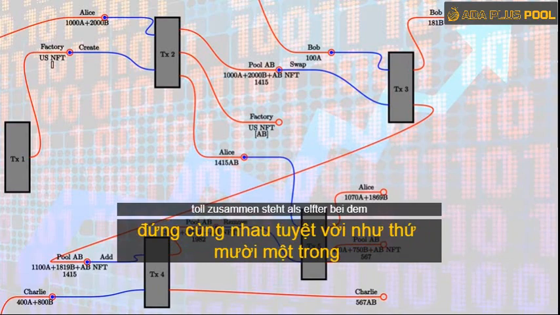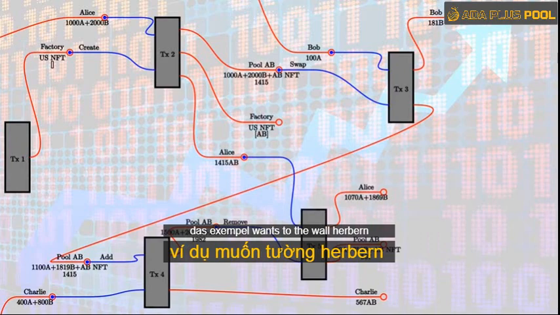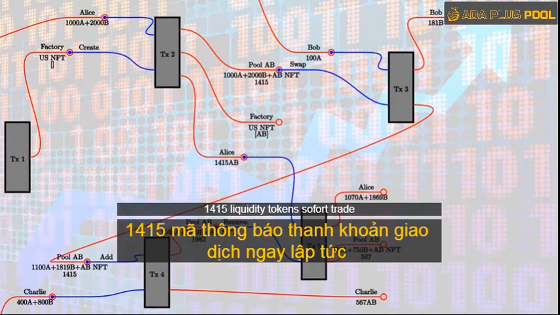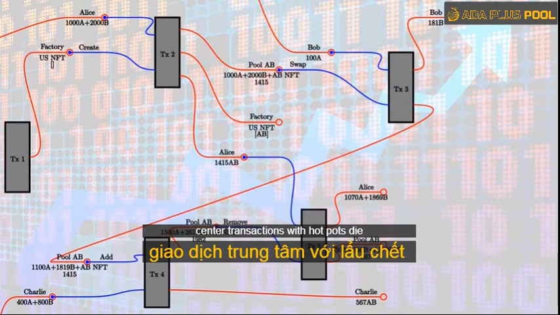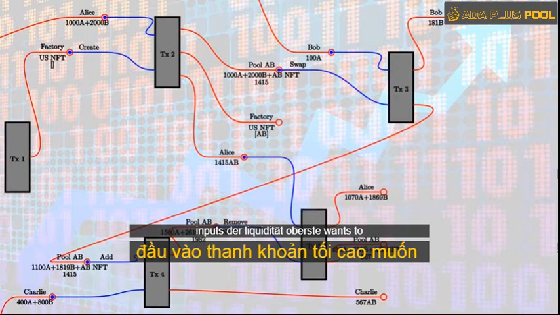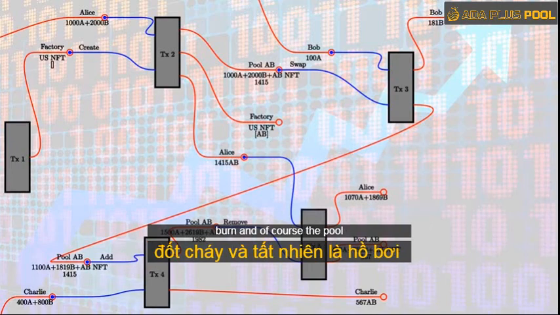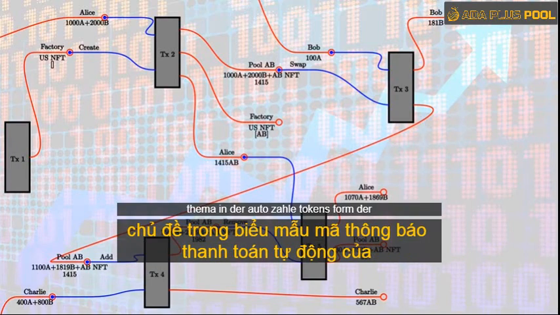She could also keep some. She doesn't have to burn all. But in this example, she wants to burn all her 1,415 liquidity tokens. So for that, she creates another transaction with 2 inputs and 2 outputs. The inputs are the liquidity tokens she wants to burn, and of course the pool, again with the remove redeemer.